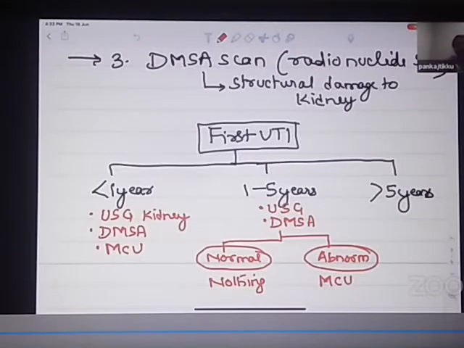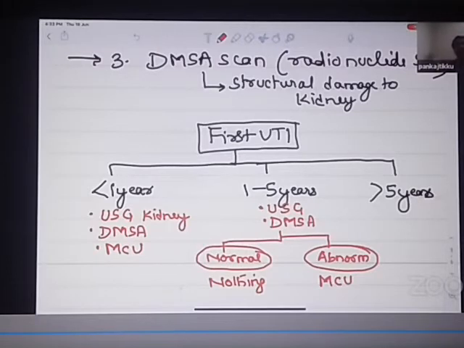You understand? So in a child who is between 1 to 5 years, there is no need of performing all the tests together. In a child who has a UTI and is between 1 to 5 years of age, first perform an ultrasound and a DMSA scan. If the scans are normal, nothing else needs to be done. There is no need of performing an MCU.